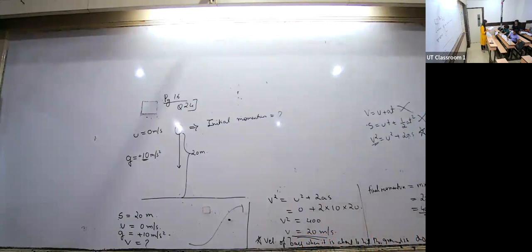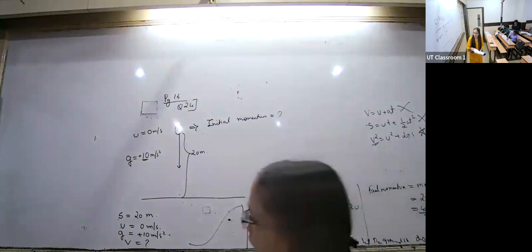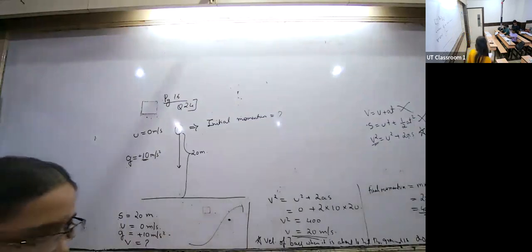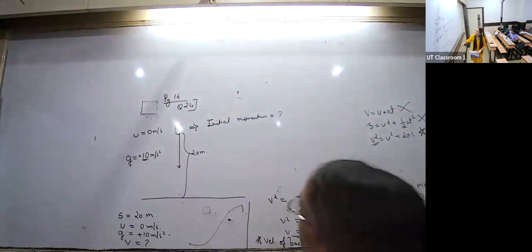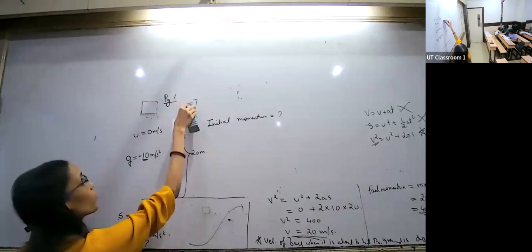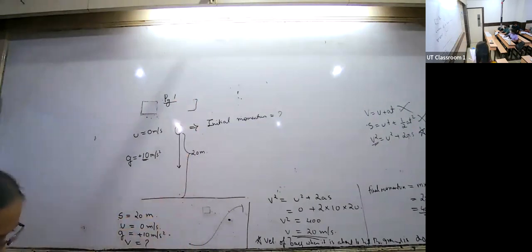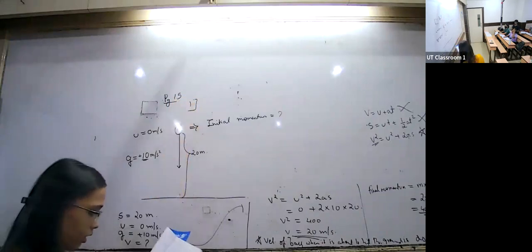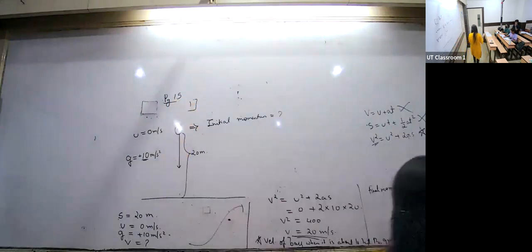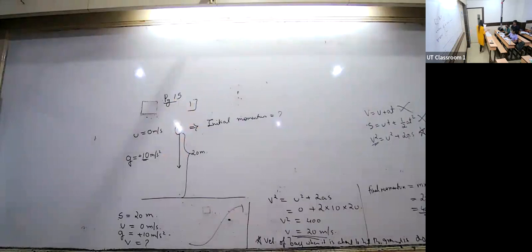Page 15, question 1. Homework for question 1. Page 15, question 1. Express 1 kg meter per second square of force in gram centimeter per second square.